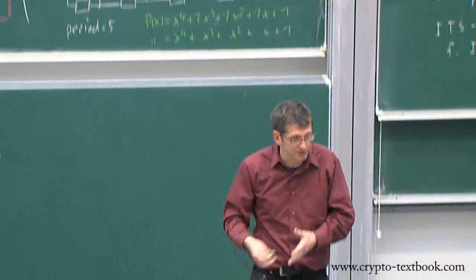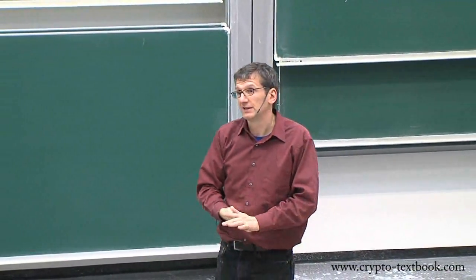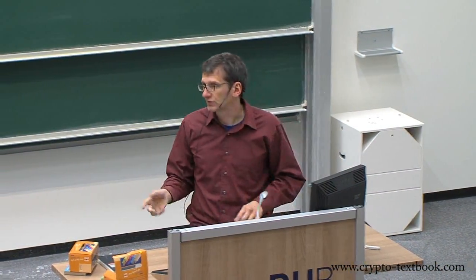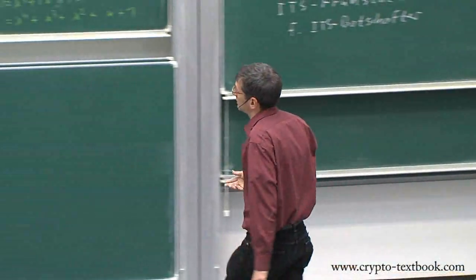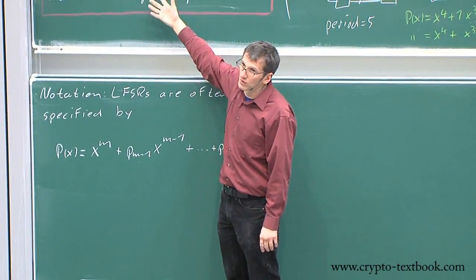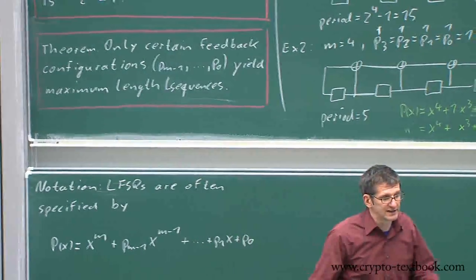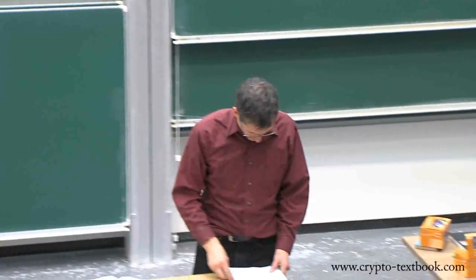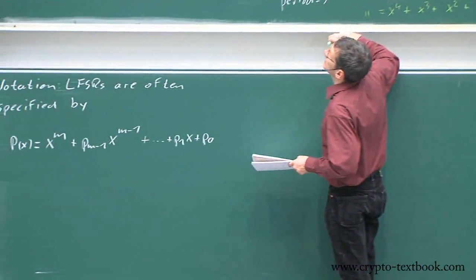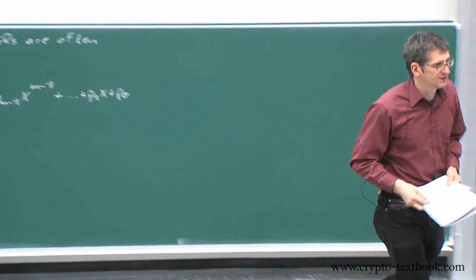And why is that? Because if you deal with them as polynomials, you can look at polynomial properties and you get very nice results. For instance, by looking at polynomials, you can determine when an LFSR has maximum length, okay? Maybe I'll write this down, one last theorem.